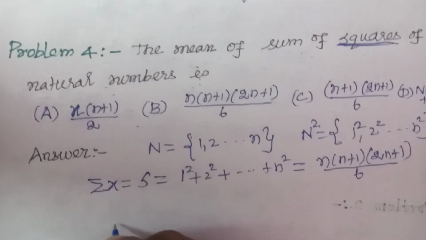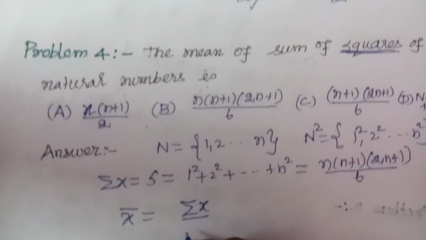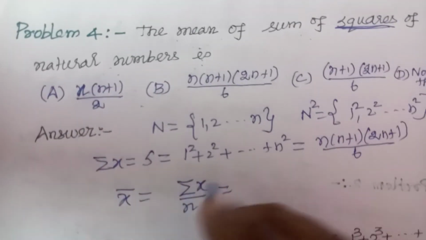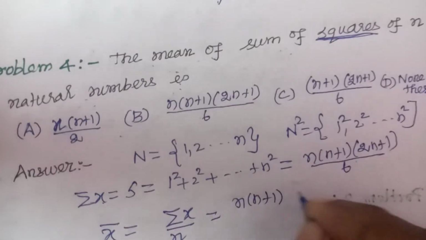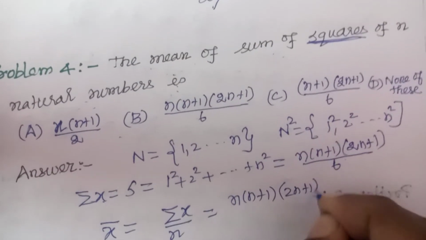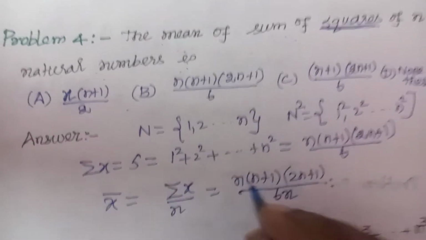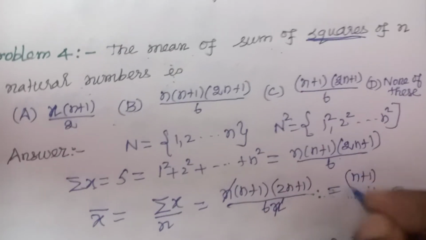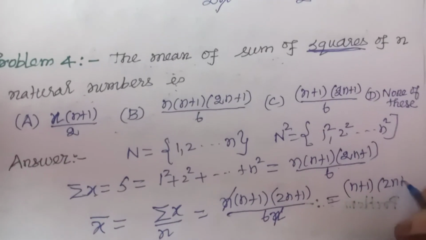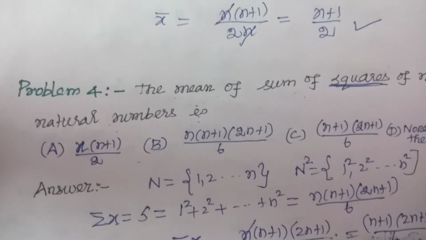Now the mean value: x bar is equal to summation x divided by n. Summation x value is n into n plus 1 into 2n plus 1 divided by 6, divided by n. Now we can divide by n, and finally we will get the answer: n plus 1 into 2n plus 1 divided by 6, which is our answer.